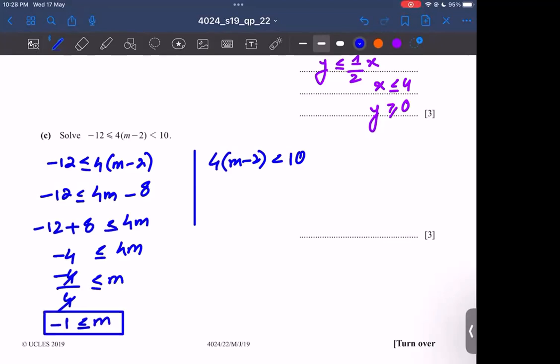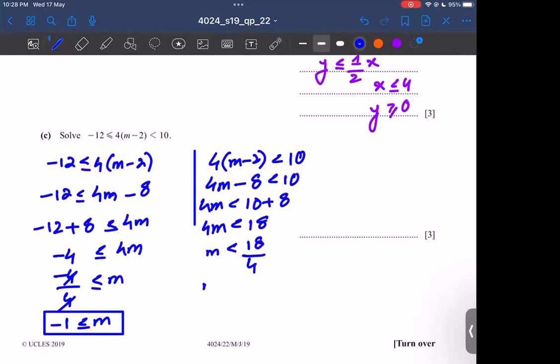Now the other side: 4 multiplied by m is 4m. 4 2s are 8. So we got 10 plus 8, 18. 18 divided by 4 is 9 by 2, which is going to be 4.5. So you got two values of m. m is less than 4.5.